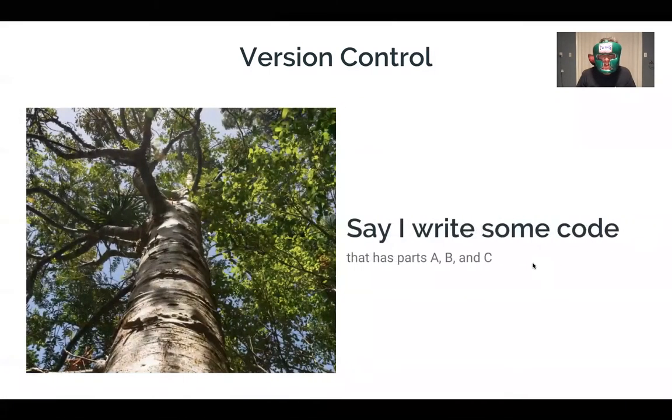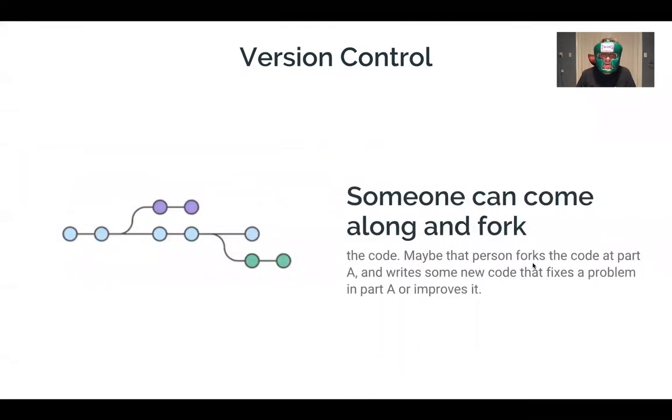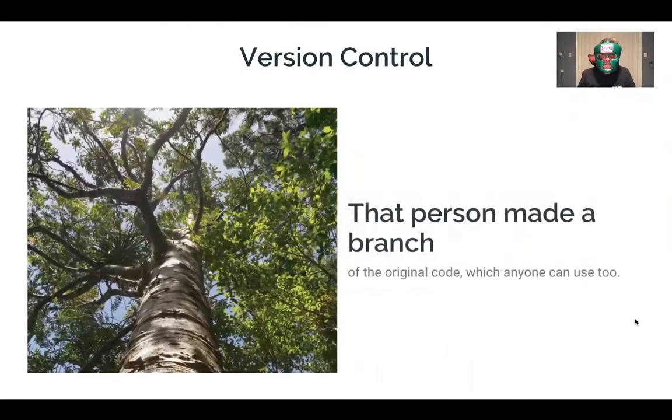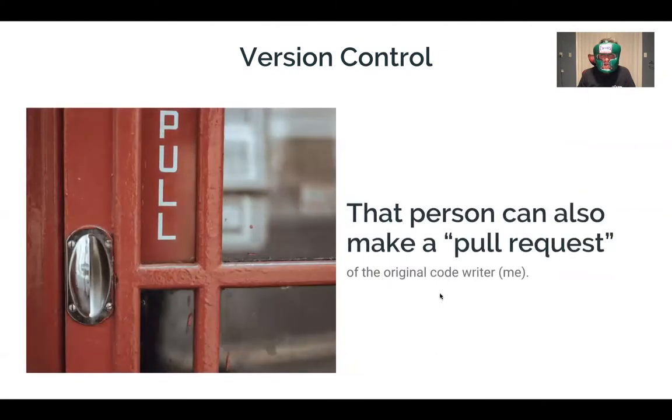Trunk and branches is the key concept to remember when we talk about version control. Say I write some code that has parts A, B, and C. Someone can come along and fork that code. So maybe the person forks the code at part A and writes some new code that fixes a problem in part A or improves it. And that person made a branch of the original code, which anyone can use too. So that person can also make a pull request of the original code writer. That's me. So what is that?